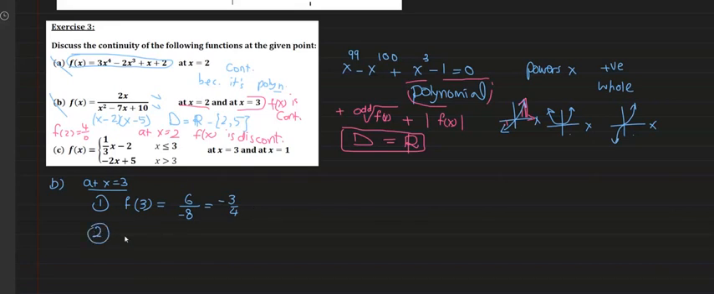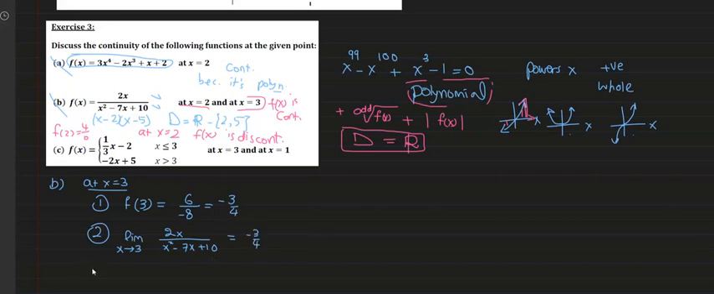Let's find the limit of the function as x approaching 3 for the 2x over x squared minus 7x plus 10. It will be as well, by direct substituting, it will be negative 6. Oh wait, it's 3. 6, only 6, yes. So it's negative 3 over 4.